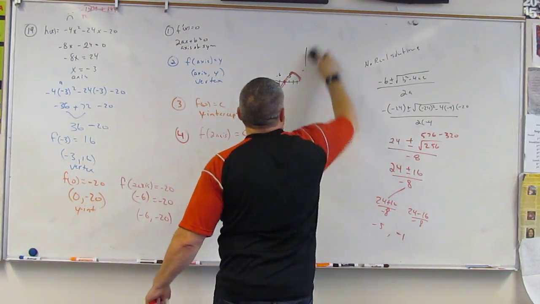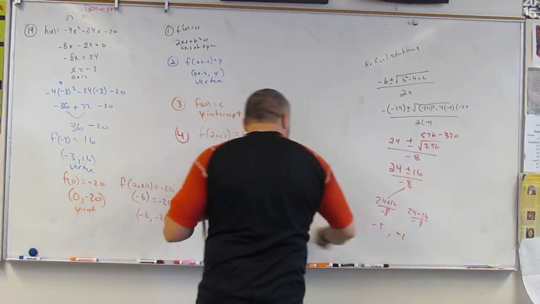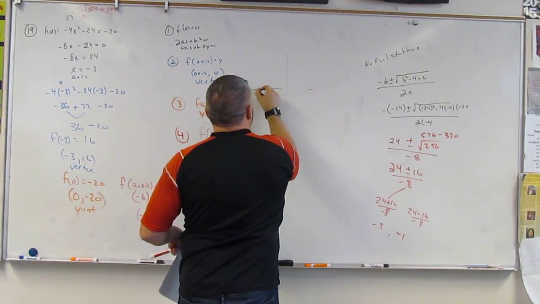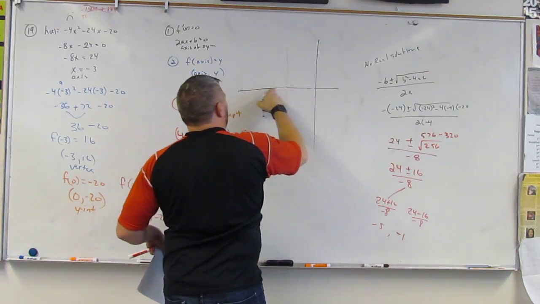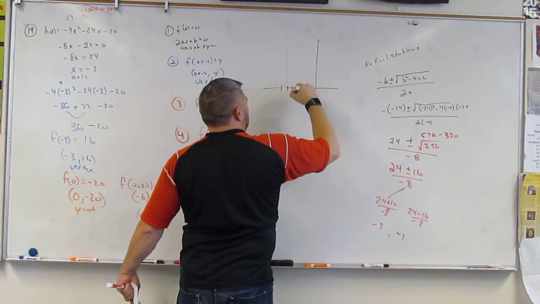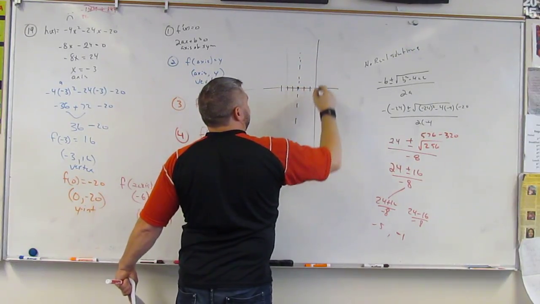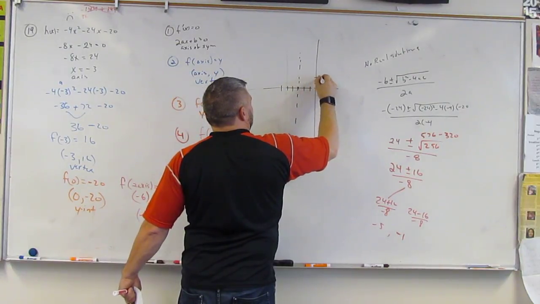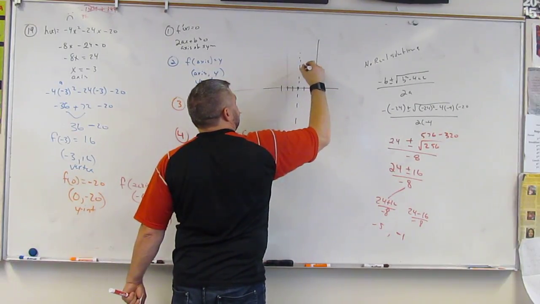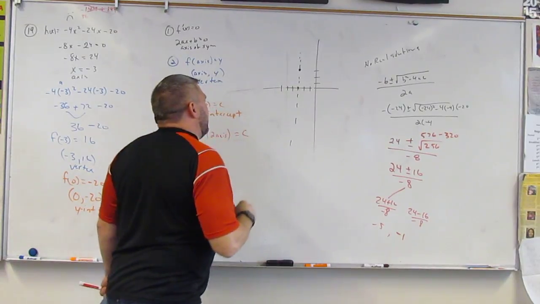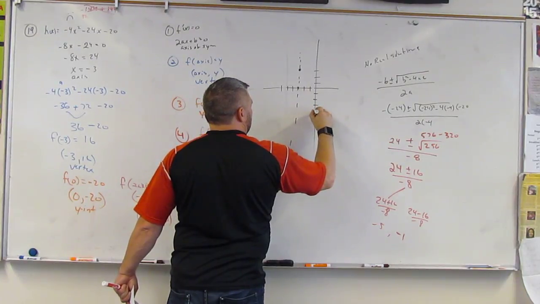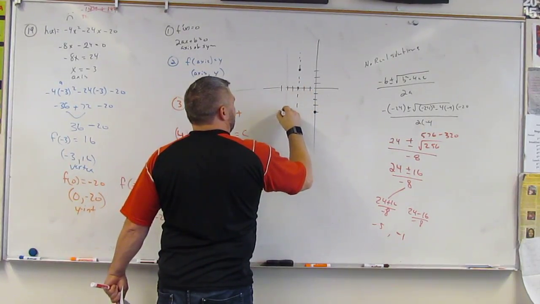So let's regroup. Let's draw this over. All right, here we go. So, 1, 2, 3, 4, 5, 6. Negative 3. 5, 10, 15. And it was at 16, right? So negative 3 and 16, right there. And it's going to come down to negative 20. 5, 10, 15, 20, right there. And negative 6 at negative 20, right there.